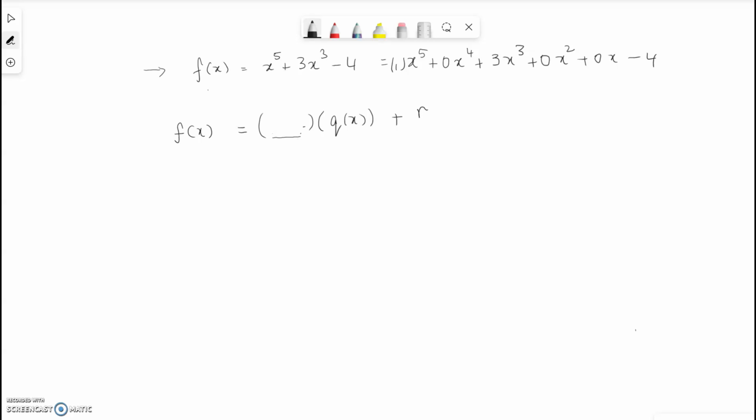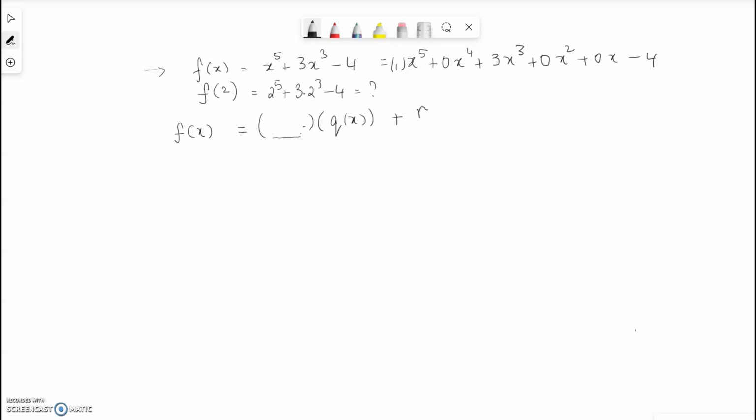Now suppose I wanted to evaluate this function at 2. The direct way of doing it would be to go 2 to the 5th plus 3 times 2 to the 3rd minus 4 and evaluate the function. Just use your calculator and figure this out. But of course, the point of this exercise in your homework assignment is not to just find the value of the function, but to better understand how the remainder theorem works.